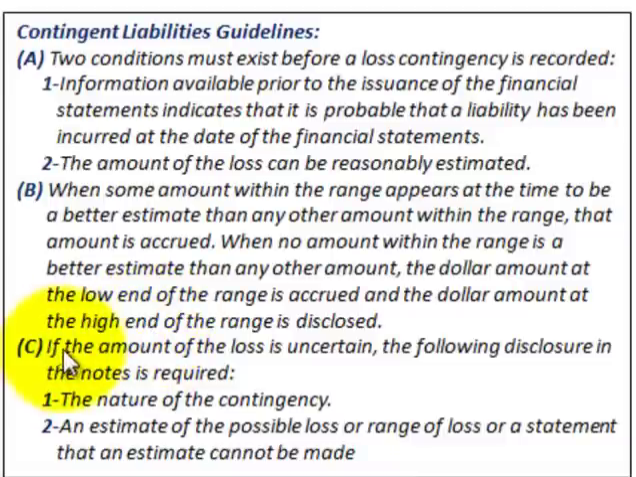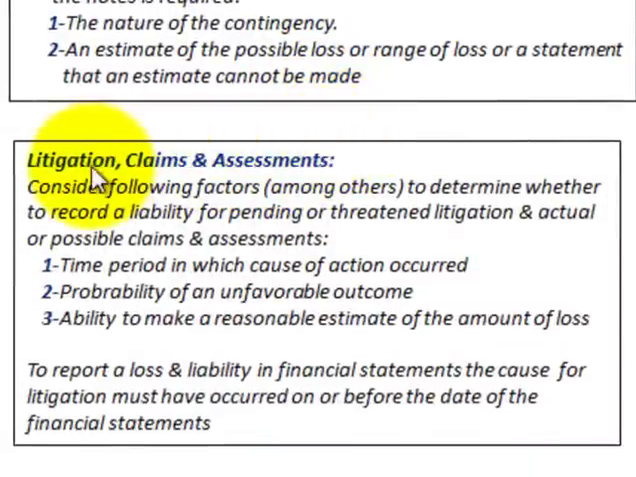And then point C. If the amount of the loss is uncertain, the following disclosure in the notes is required. Number 1, the nature of the contingency. And number 2, an estimate of the possible loss or range of loss, or a statement that an estimate cannot be made. And then let's make a point on litigation, claims, and assessments. You consider the following factors, among others, to determine whether to record a liability for pending or threatened litigation, and actual or possible claims or assessments.